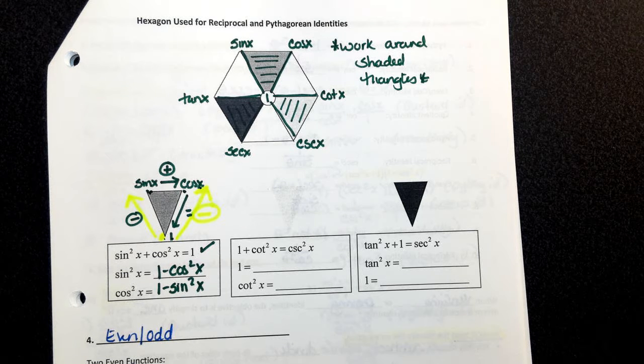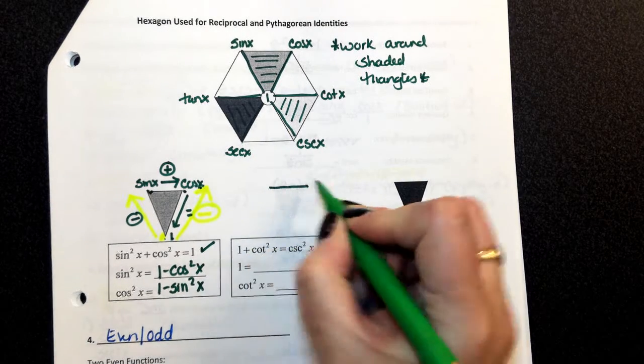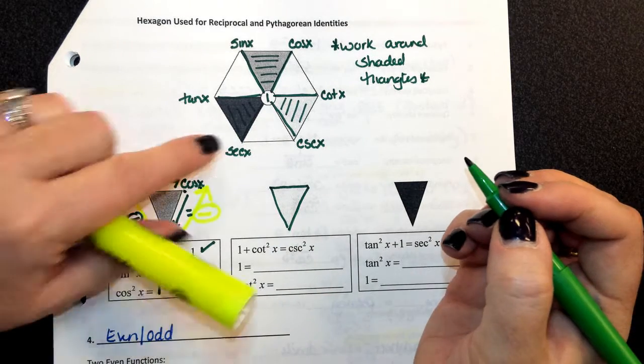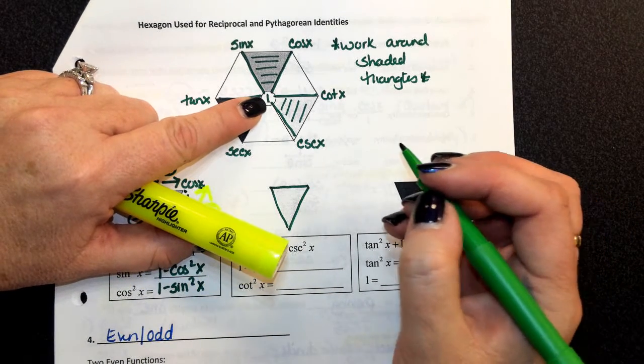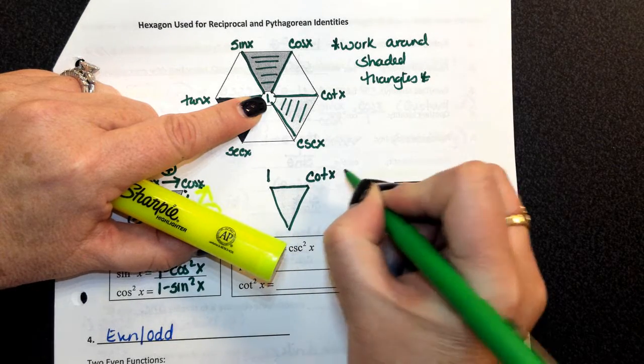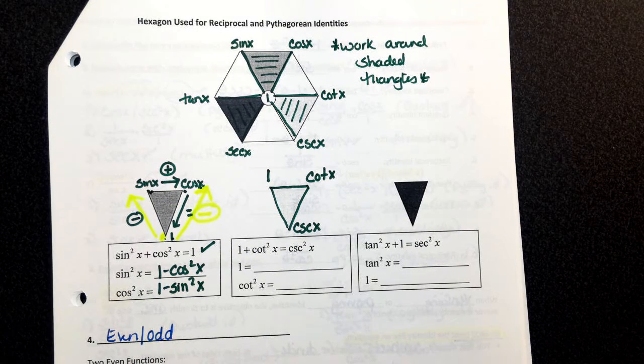So now let's look at the next shaded triangle. I guess it just didn't copy very well. There it is right there. So my second shaded triangle, notice on the left vertex has the 1, has the cotangent of x, and at the bottom is the cosecant of x. It just didn't print out very well. It's this triangle right here.